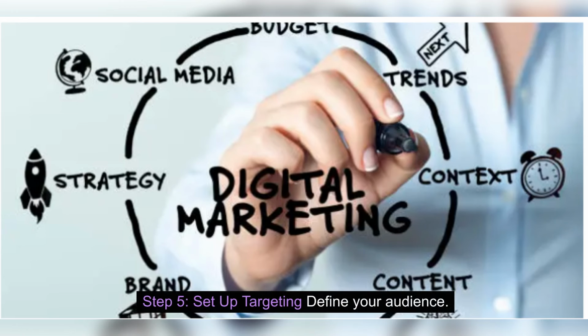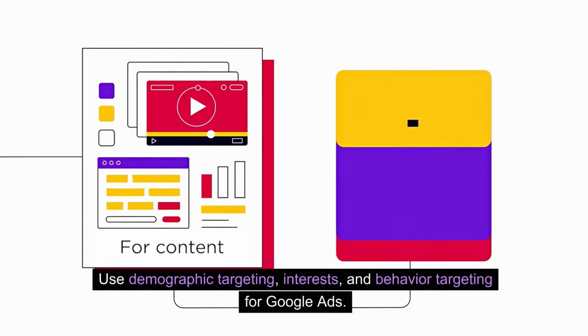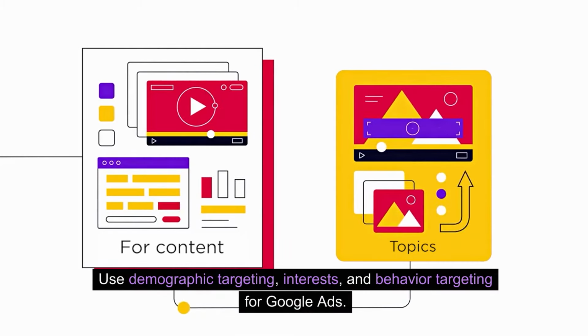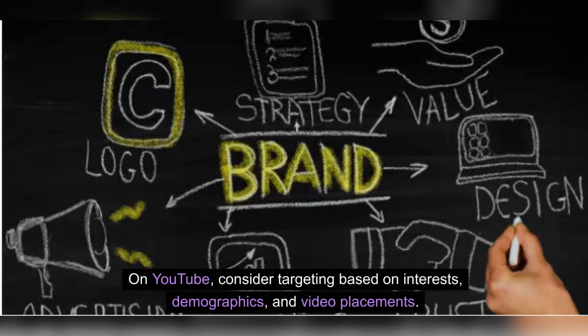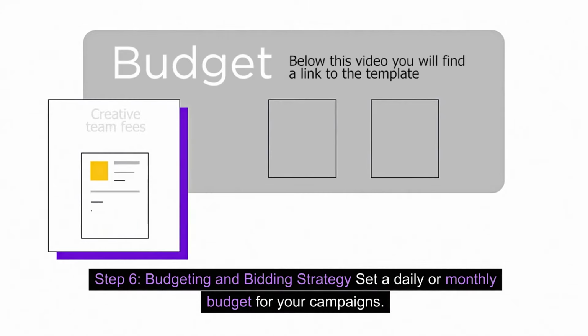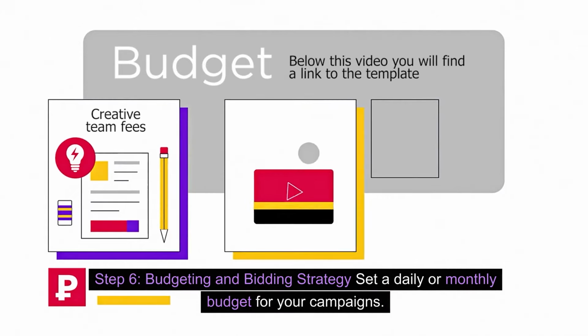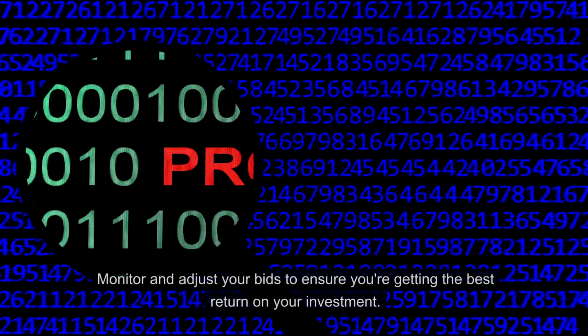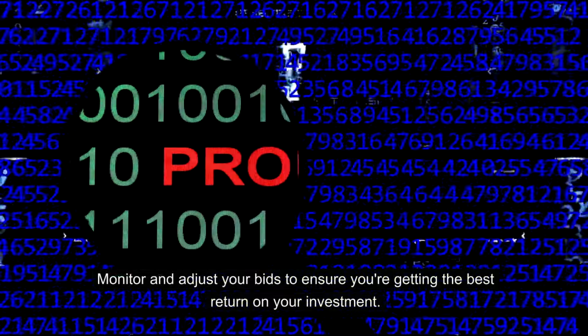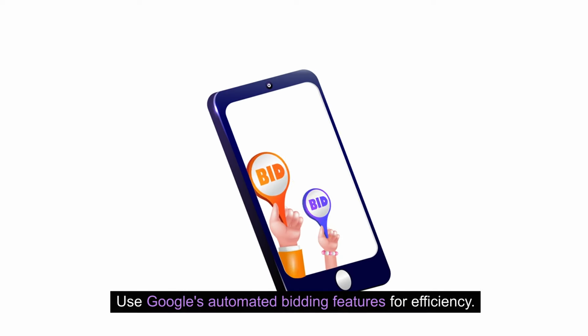Step 5. Set up targeting to find your audience. Use demographic targeting, interests, and behavior targeting for Google Ads. On YouTube, consider targeting based on interests, demographics, and video placements. Step 6. Budgeting and bidding strategy. Set a daily or monthly budget for your campaigns. Monitor and adjust your bids to ensure you're getting the best return on your investment. Use Google's automated bidding features for efficiency.